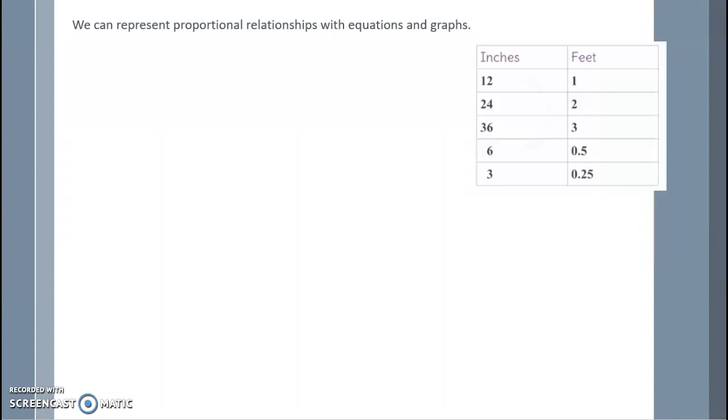We can represent proportional relationships with equations and graphs. So let's take a look at our chart here. We're comparing inches and feet, something we're very familiar with. So if I wanted to take 12 inches and divide it in half, I would get 6 inches, and we know that that's a half a foot. Or if I quarter it, 12 divided by 4 is 3, and 1 divided by 4 is 0.25. Further, 12 times 2 is 24, and 1 times 2 is 2.